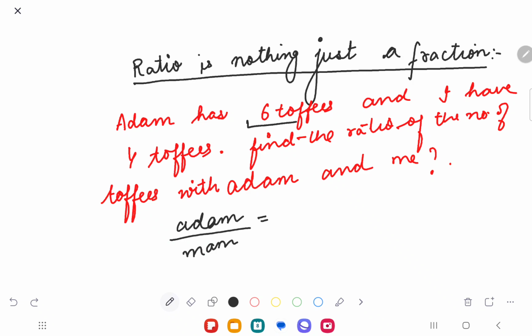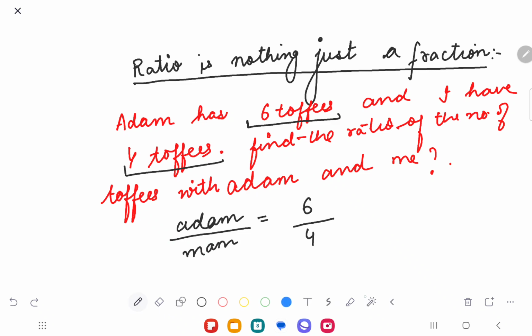So what is Adam's number of toffees? Six over four, because the number of toffees with the teacher, with the miss, is four. So this is the fraction. Right, Adam? So what am I going to do? I'm going to cancel it. Two times three and two times two. So my answer is 3 over 2.